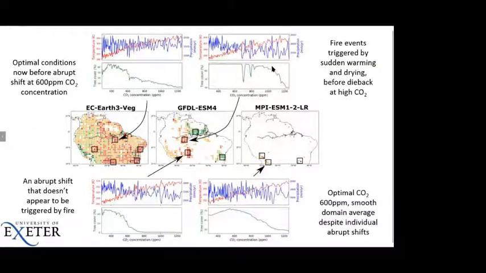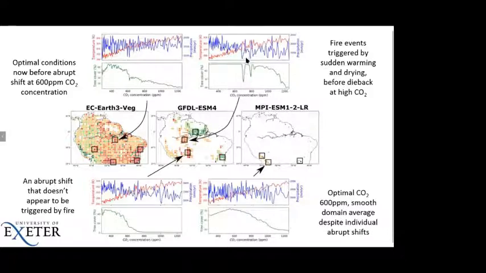Now, on the top right is an example from our GFDL model. And what you can notice, again, is we've got this very nice initial steady state, but then we have this sudden drop followed by a quick regrowth period at around 700 parts per million.